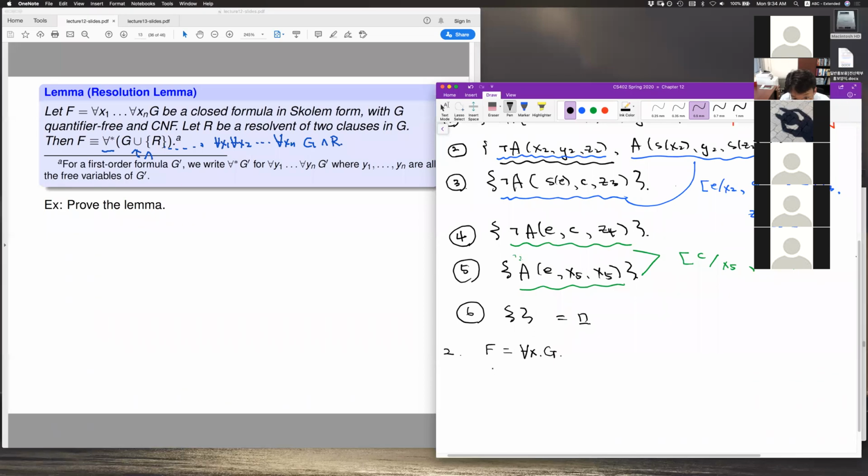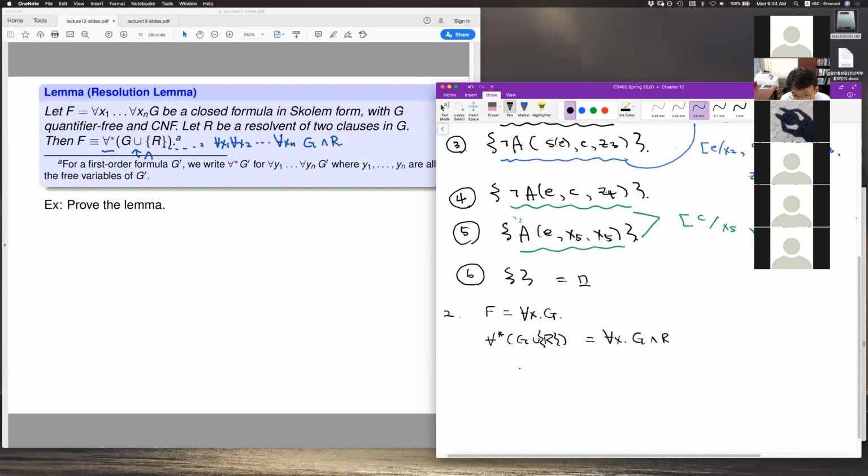And then for this, for universally quantified star of G union R. Say this is again, there is only one universal quantification for X, G, and R set. Okay. So this is the case, and what we have to prove is we have to show F implies the formula.